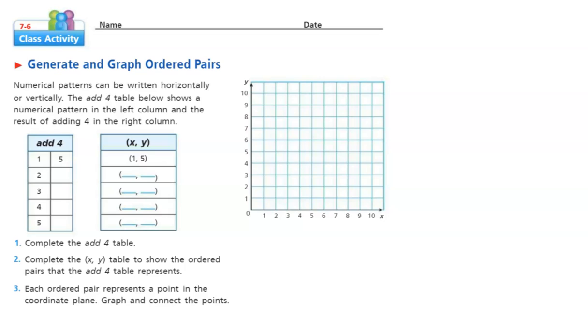So enjoy that. All right, we are on lesson 7-6. Make sure you have out your pencil and your SAB, and I'm going to go ahead and get started. I'm going to read to you this paragraph up here at the top. It says, generate and graph ordered pairs.